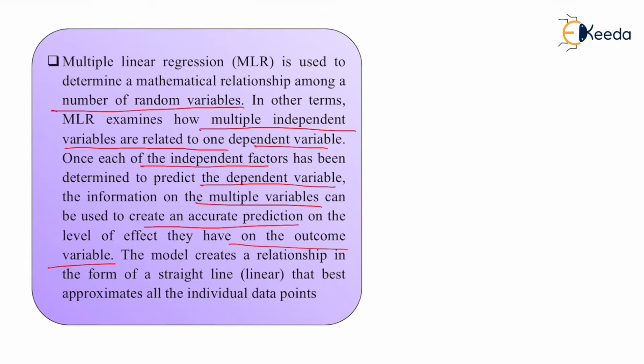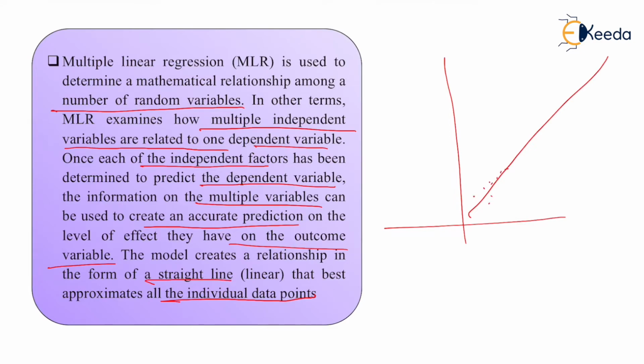The model creates a relationship in the form of a straight line that best approximates all the individual data points. So see, whatever happens, you are going to get a linear relationship between the data. That is important: when you get a linear relation, that linear relation is totally based on the predictor value and independent variable, right?